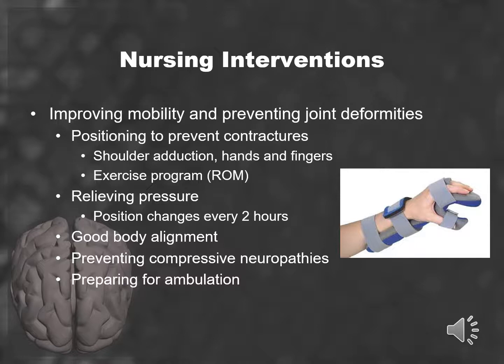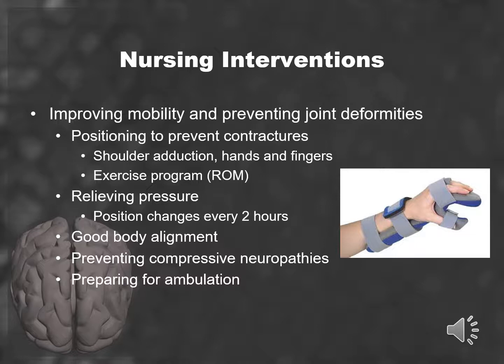Another thing that's really important is an exercise program. So making sure they're doing range of motion. Hopefully, if they can do active range of motion, we want them doing that. And then if they're not able to, we want to make sure we're doing regular passive range of motion. Another thing is position changes are really important. We want to make sure we're relieving pressure on those pressure points to prevent the patient from developing skin breakdown. If they're sitting in a wheelchair or a chair, we want them to move around very frequently so that they don't start putting pressure on certain areas that can then cause further issues.